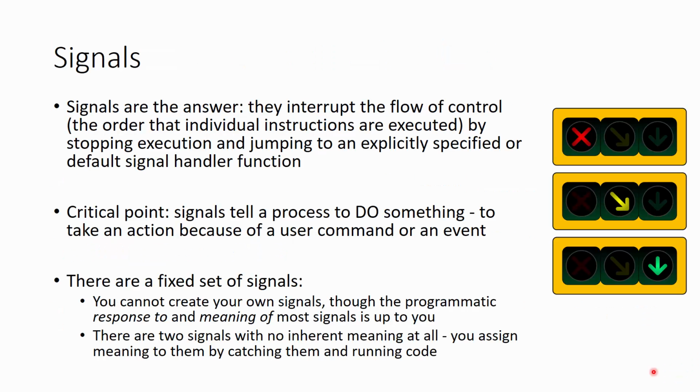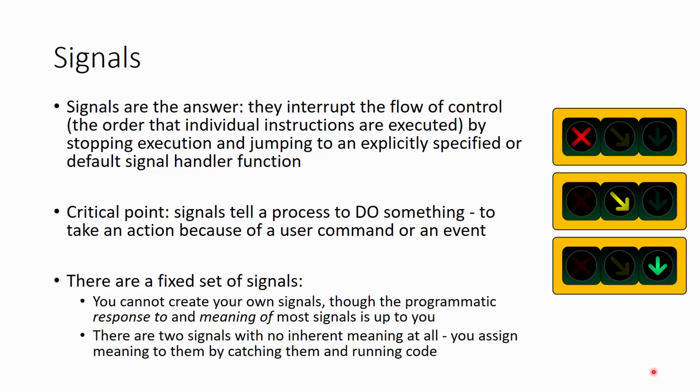So these signals interrupt the flow of control. And the flow of control is that order, that top to bottom, following the recipe, the individual instructions that are all being executed line by line. So it stops that flow of control and jumps out to an explicitly given signal handler function. Now that can either be one of the default signal handlers that exists for that particular signal type, or it can be a specific signal handler that you have designated, that you've written by hand.